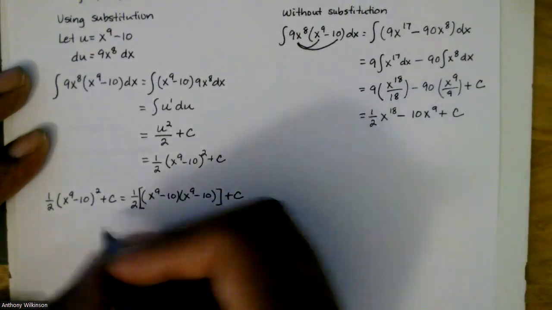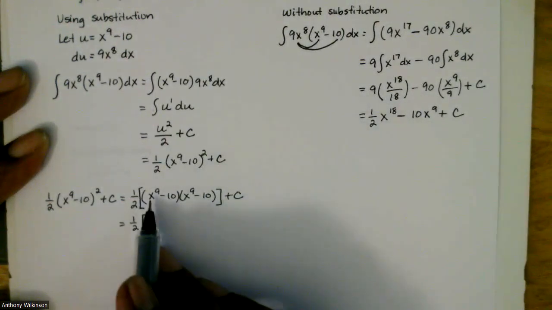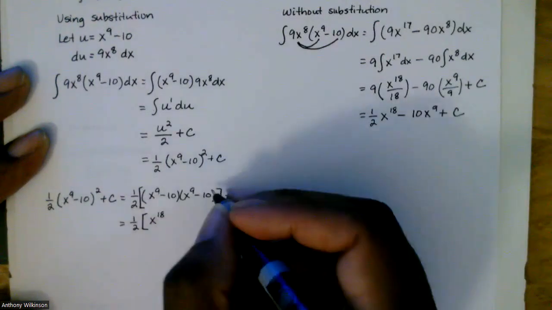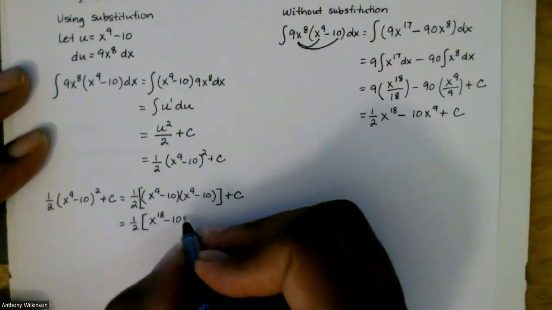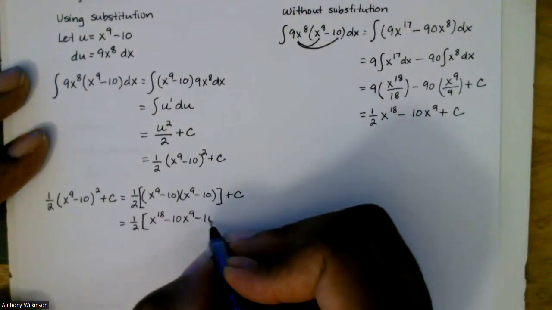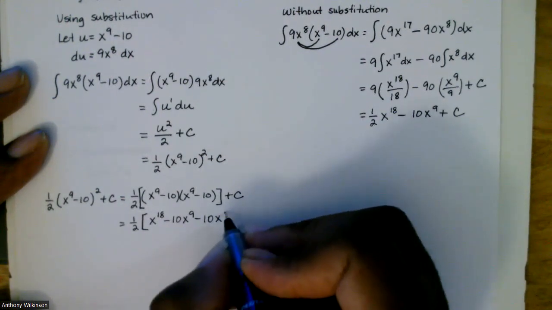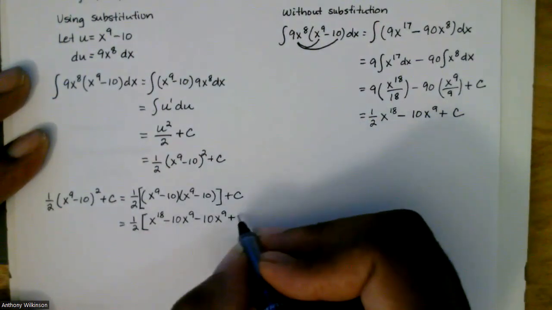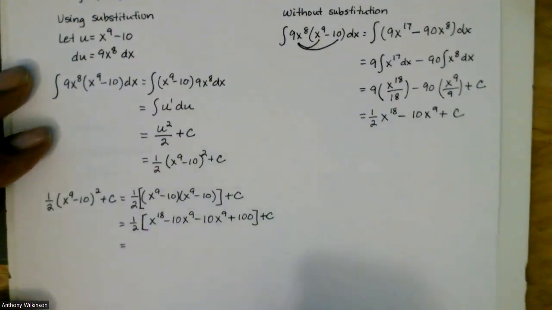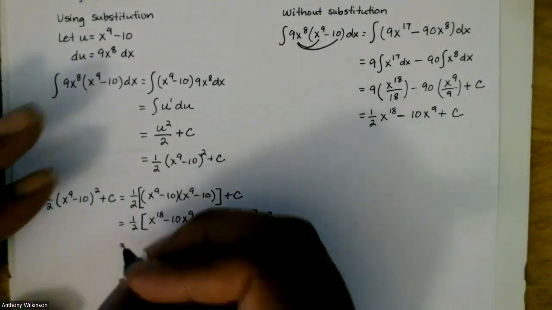And then plus c. Use the FOIL method inside that bracket. So it'll be x to the 9th times x to the 9th will be x to the 18th. The outer x to the 9th times 10 will be minus 10x to the 9th. The inner minus 10 times x to the 9th will be again minus 10x to the 9th plus 10 times 10, that's 100. Then plus c.